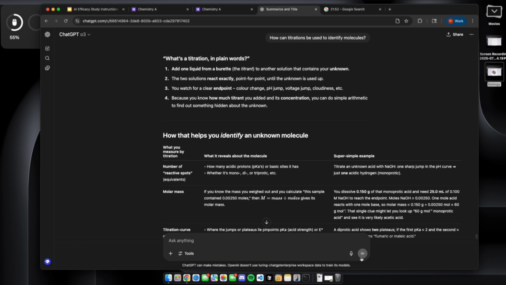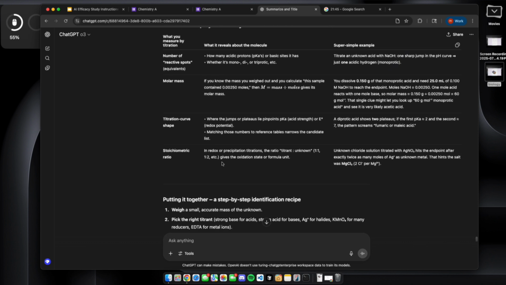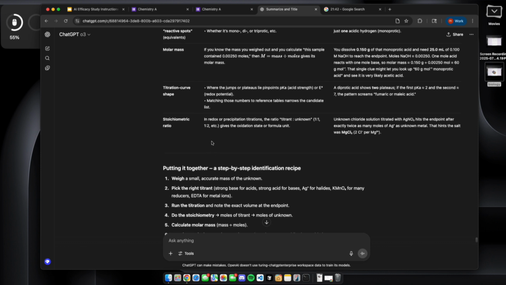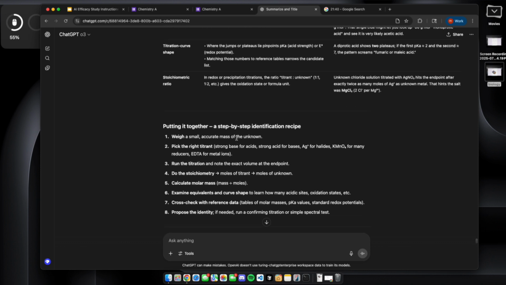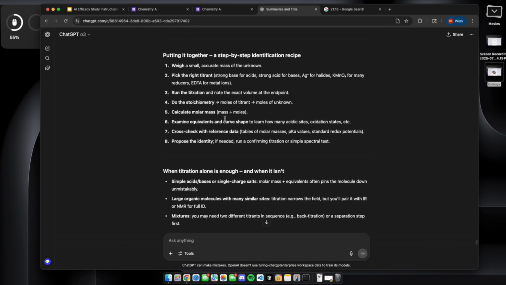Okay. How does that help you identify an unknown molecule? Number of reactive spots, molar mass, titration curve shape, stoichiometric ratio. Putting it together, a step-by-step identification. Ways to get a more accurate mass of the unknown. Pick the right titrant: a strong base for acids, a strong acid for bases, Ag for halides, KMnO4 for many reducers, EDTA for metal ions. Run the titration and note the exact volume at the endpoint.